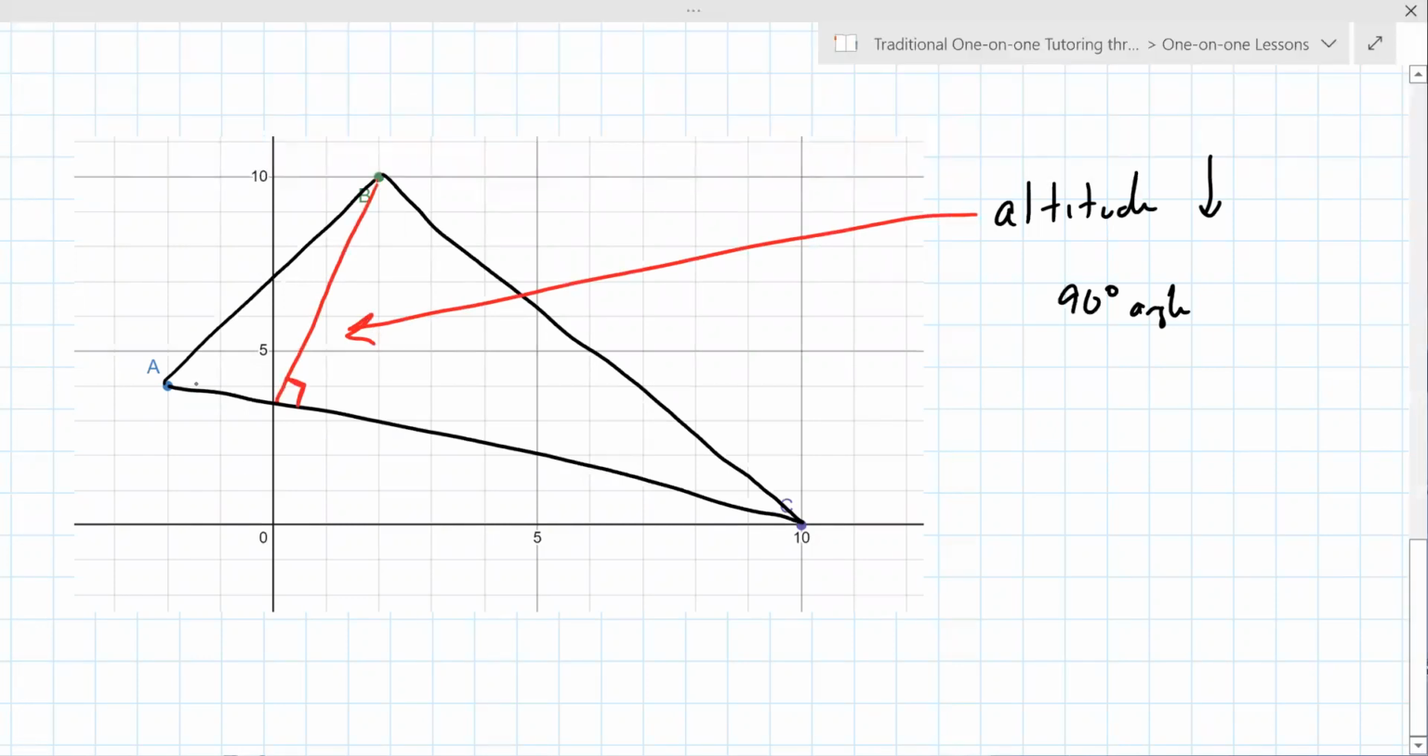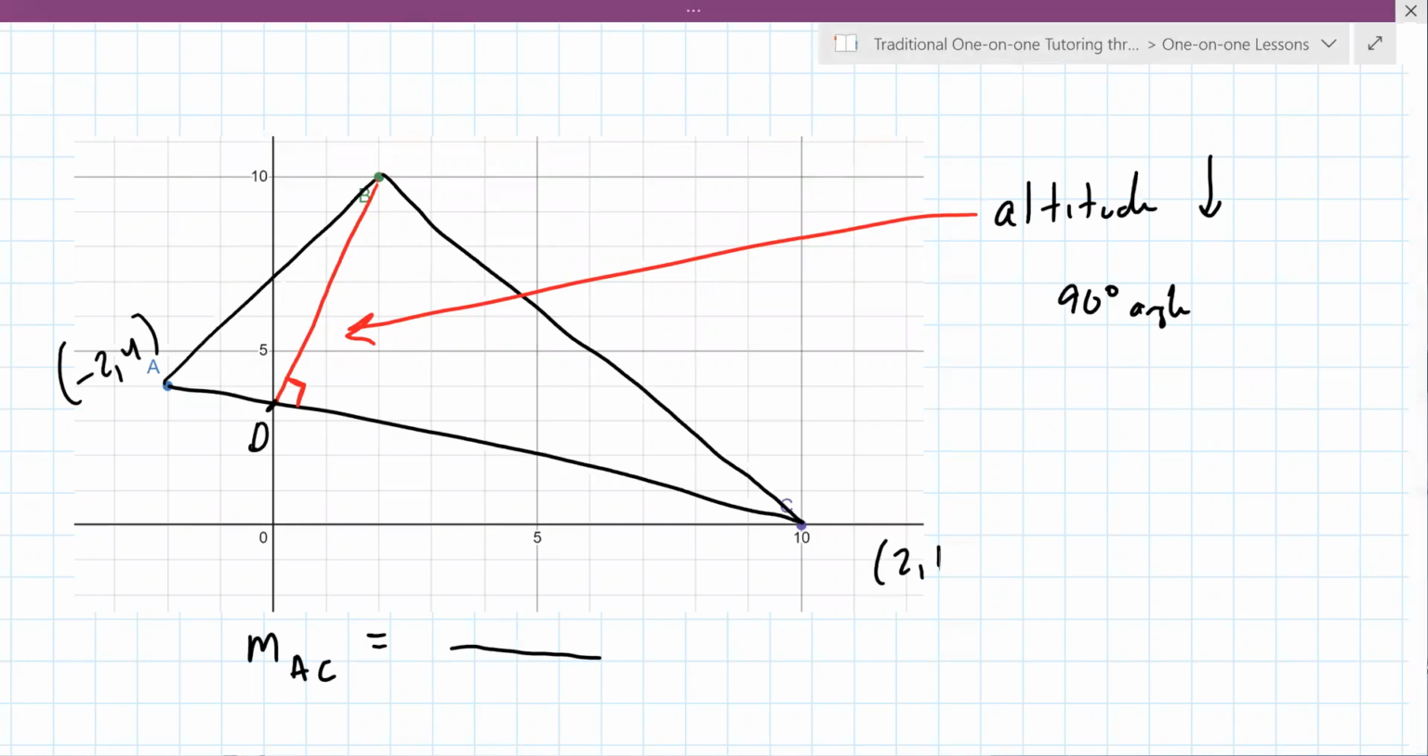So to find the altitude, you have to first find the slope of AC, because it comes down from B. Do you see that? It comes down from B. So this is D here. We've got to find the slope of AC. A is (-2, 4), B is (2, 10). Actually, I didn't draw the right graph. I'm so sorry. No, it's okay. Wait, did they change the points?